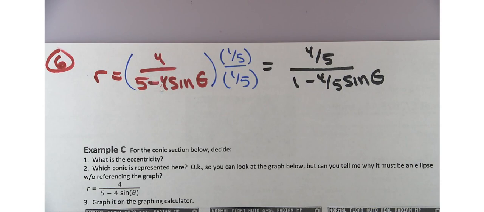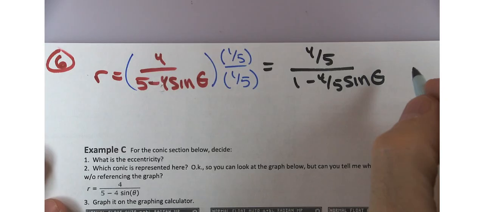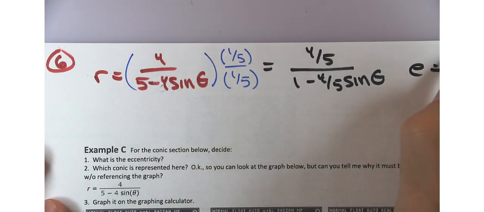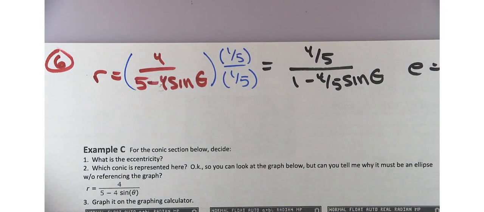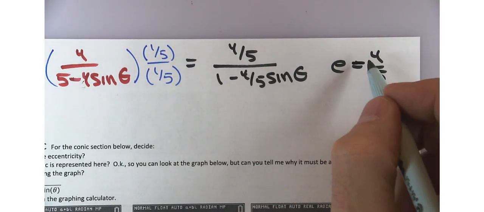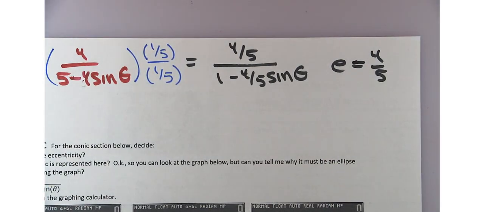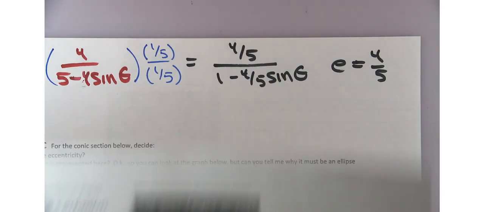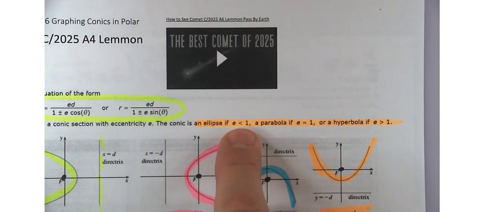Brandon G. What's the eccentricity? 4/5. Good. Eccentricity equals 4/5. Brandon B. If the eccentricity is 4/5, what kind of a shape is this going to be? Parabola, ellipse, or hyperbola? Feel free to look back on your sheet. Yeah, has to be an ellipse. If the eccentricity is less than 1, has to be an ellipse.